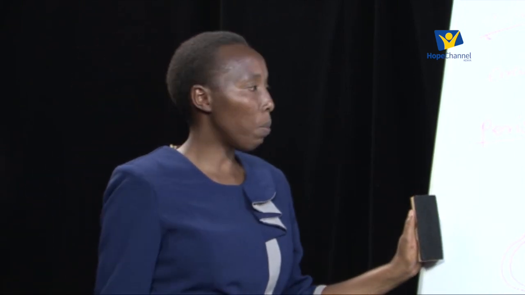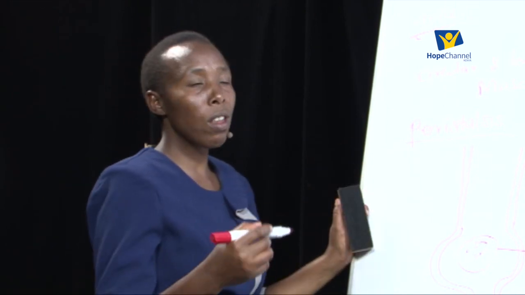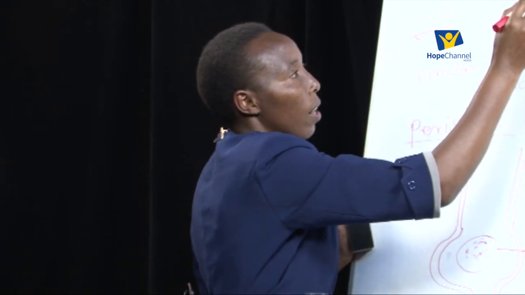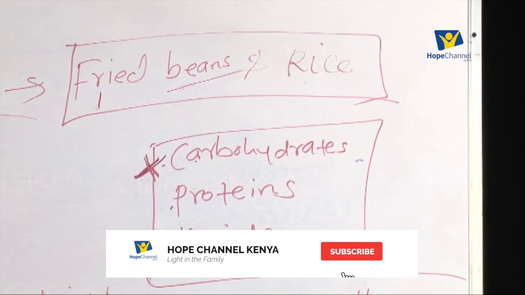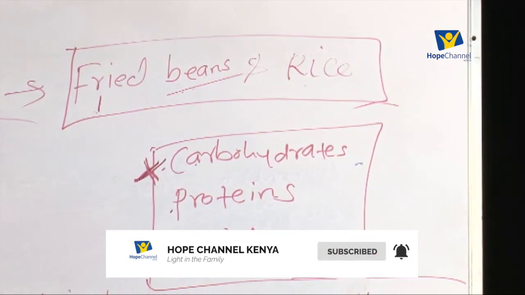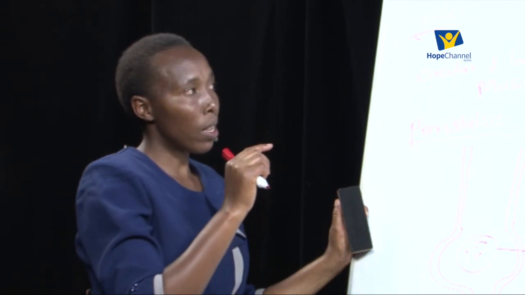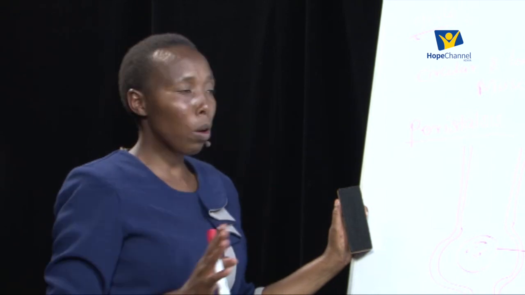And before we went for the short break, remember we were discussing the process of digestion in a human being. We used an example of a meal that someone has taken, which was fried beans and rice, whereby we said that fried means someone used oil, so there are lipids present. Beans are protein in nature, and rice consists of carbohydrates. Previously we discussed that for carbohydrates, the process of digestion begins in the mouth. But for the proteins and the lipids, it's only the mechanical breakdown.